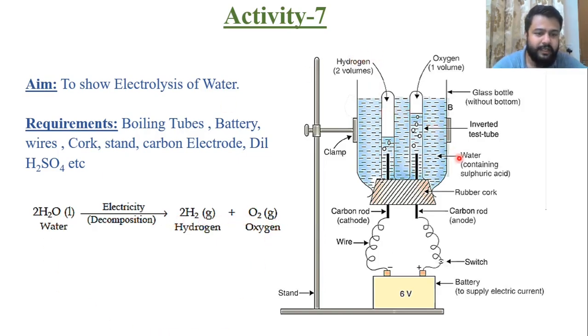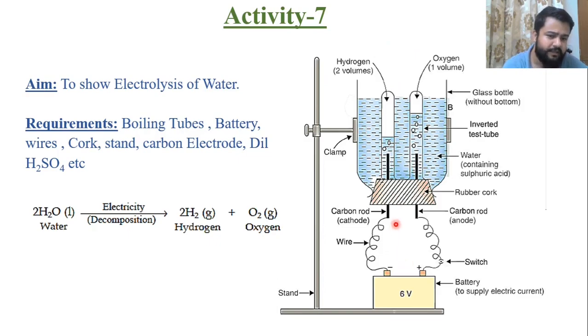Now in this we are taking a glass bottle without a bottom, and we invert it and close its opening with the help of a rubber cork. Now in the rubber cork we make two holes and put carbon rods which are connected to a 6-volt battery. The negative terminal is known as the cathode and the positive terminal is known as the anode. The cathode and anode are covered by two inverted test tubes, and the whole experiment is set up on a clamp, or you can say a common stand.